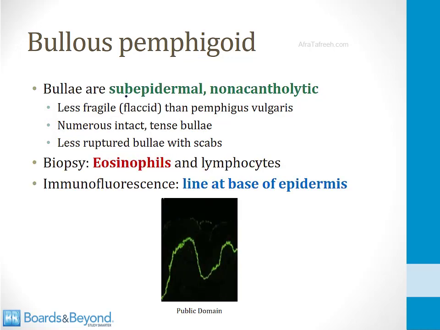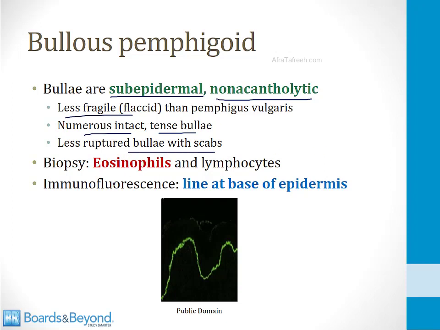The bullae in bullous pemphigoid are subepidermal, so they are not caused by disruption of desmosomes, they are caused by disruption of hemidesmosomes. Therefore, fluid fills beneath the epidermis in the space where the keratinocytes would normally attach to the basement membrane. In addition, the bullae are non-acantholytic, so acantholysis is not a hallmark feature of bullous pemphigoid. Because of these two features, the bullae tend to be less fragile and flaccid compared to pemphigus vulgaris. Usually they remain intact and they are tense. You see less rupture of bullae and scab formation compared to pemphigus vulgaris.